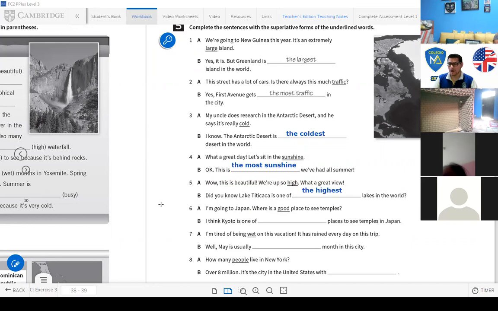Yeah. Now, I'm going to Japan. Where is a good place to see temples? No? I think Kyoto is one. Superlative, the good. ¿Qué sucede? The best. Pues no, good cambia para best. The best places to see temples in Japan.